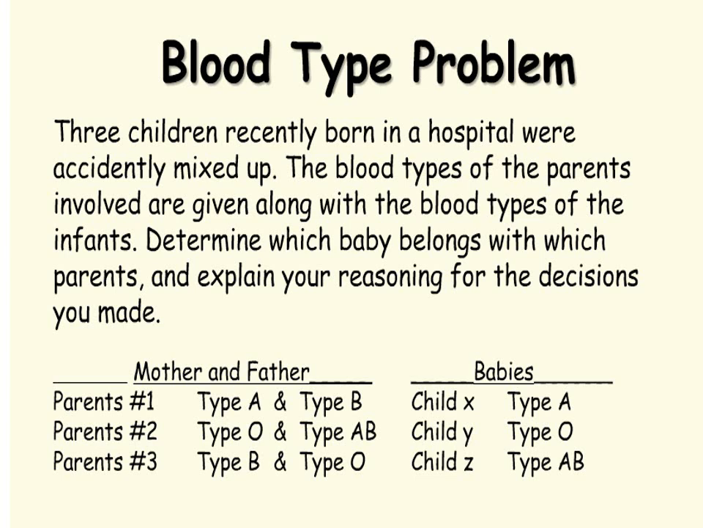Here are some great questions for you to attempt. It's a good problem-solving one. You should compare your answers with a partner to see if you were on the right track. You basically have three parents with their blood types that are known, and there are three babies, and they were mixed up in the hospital, so you have to figure out which baby belongs to which parent based on the blood type.